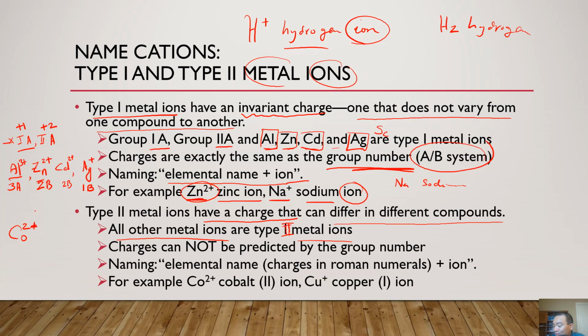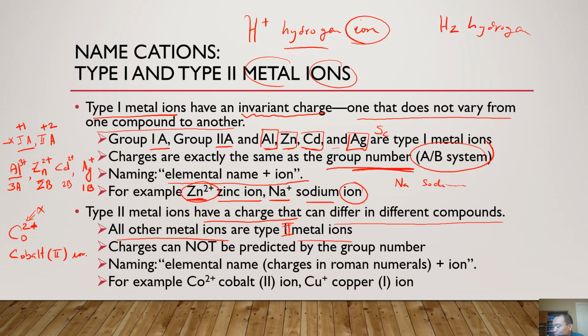Why? Not because you have 2 charge over here, so you call this type 2. No, it's because it's not in group 1A. It's not in 2A either. It's not one of the 4 or 5 I just mentioned. So that's why you call this type 2, not because you have 2 charge. Okay, so this is called a cobalt 2 ion.